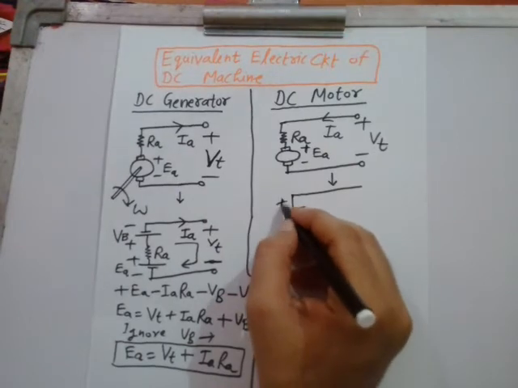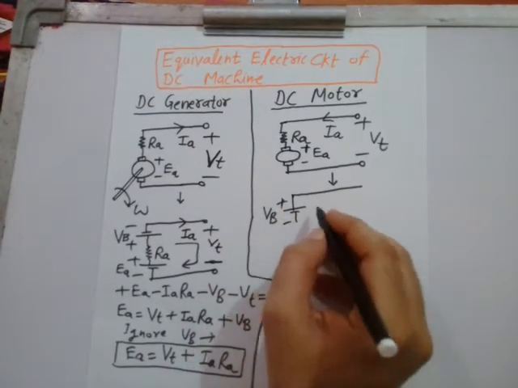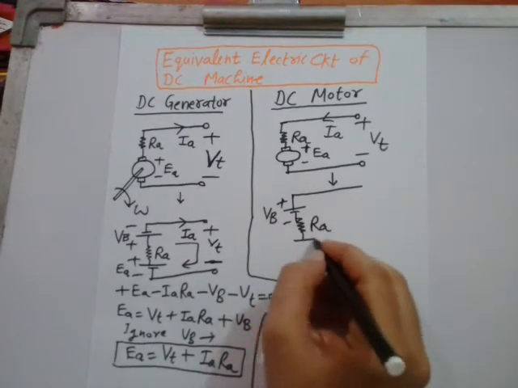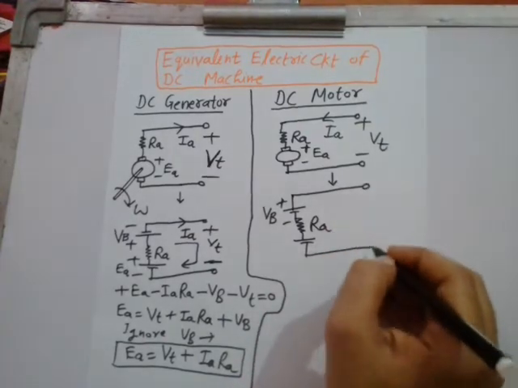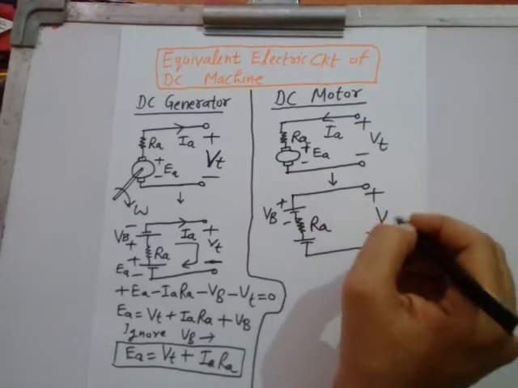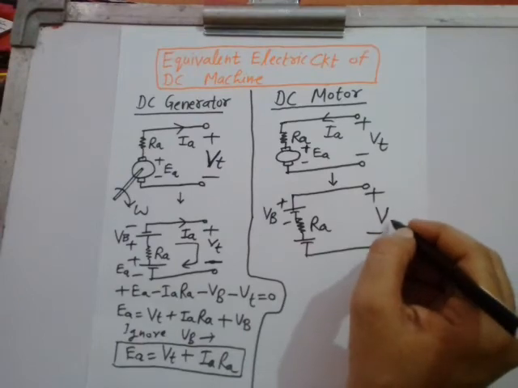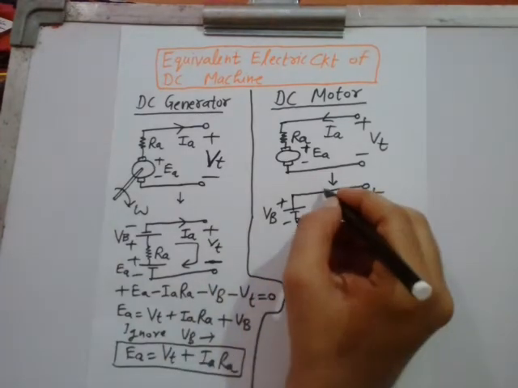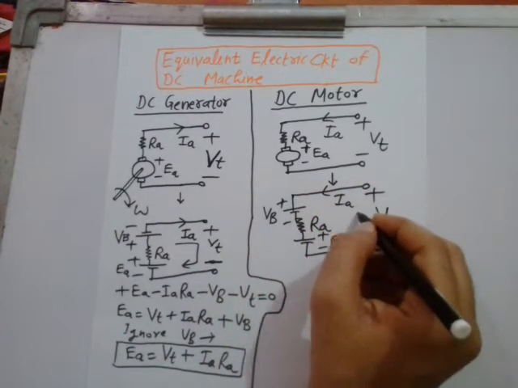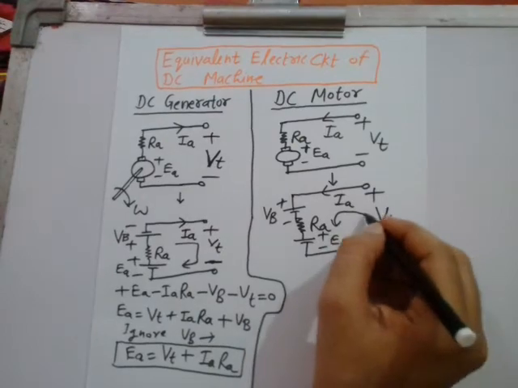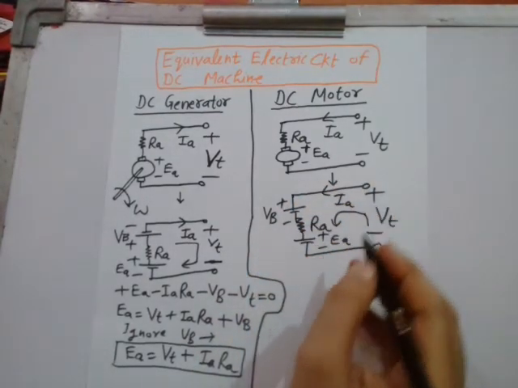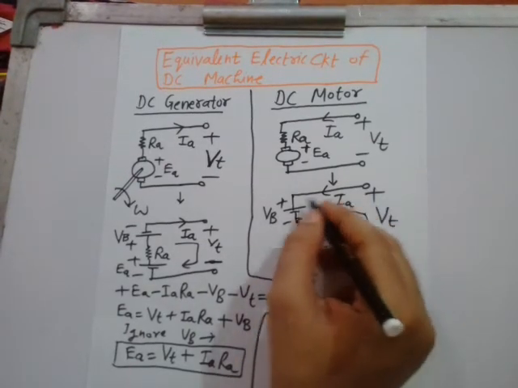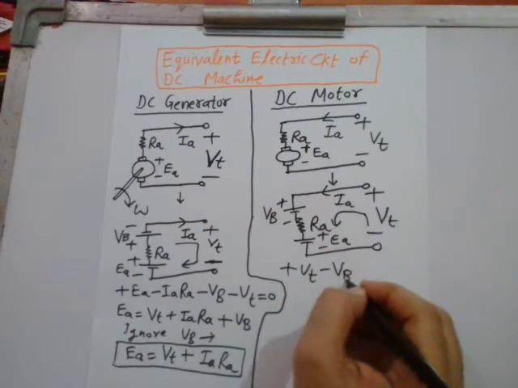This is the representation of brush voltage drop VB. This is the armature resistance RA, and this is the motor EMF or armature EMF, EA. So the armature current is flowing like this. If you apply Kirchhoff's voltage law, start from this and complete the loop: minus to plus, plus VT, plus to minus, minus VB.